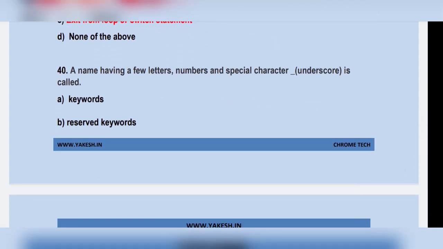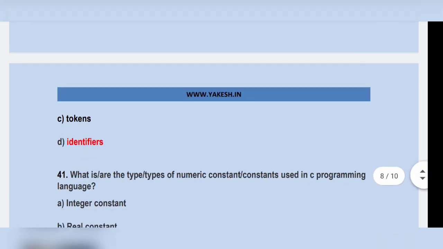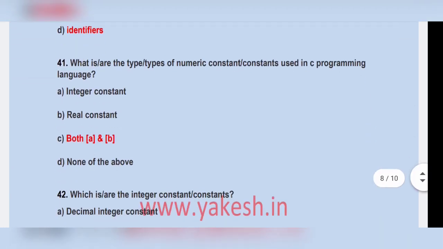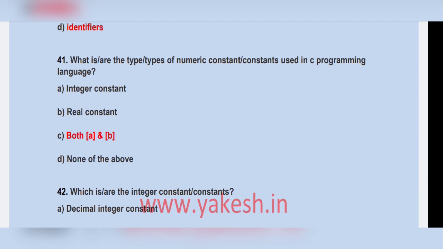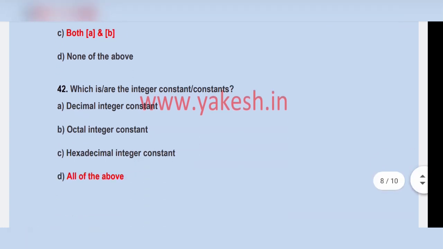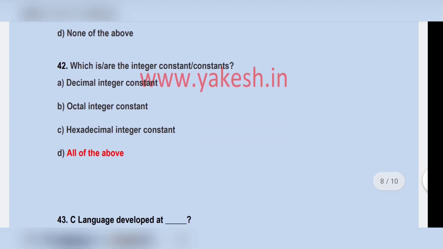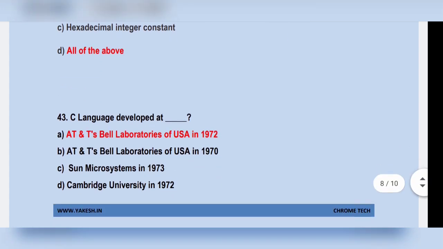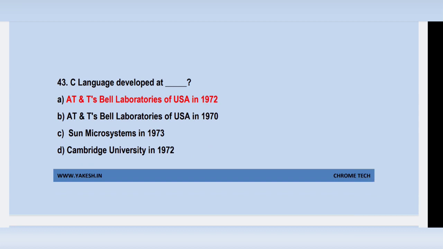A name having letters, numbers and the special character underscore is called, option D, identifier. What are the types of numerical constants used in C programming language? Option C, both A and B. What is an integer constant? Option D, all of the above. C language developed at, option A.